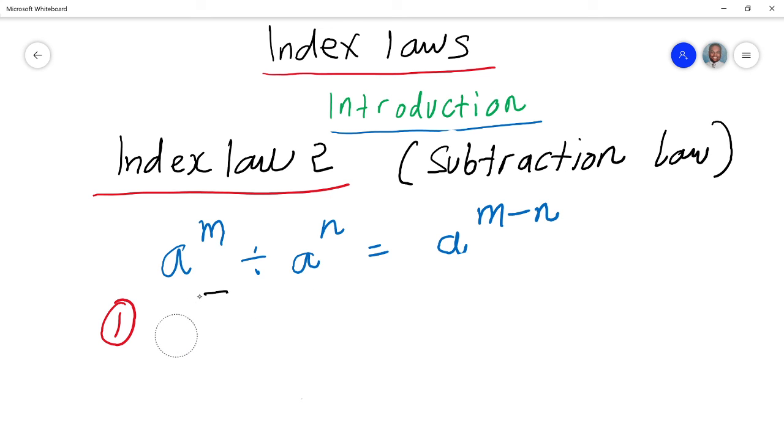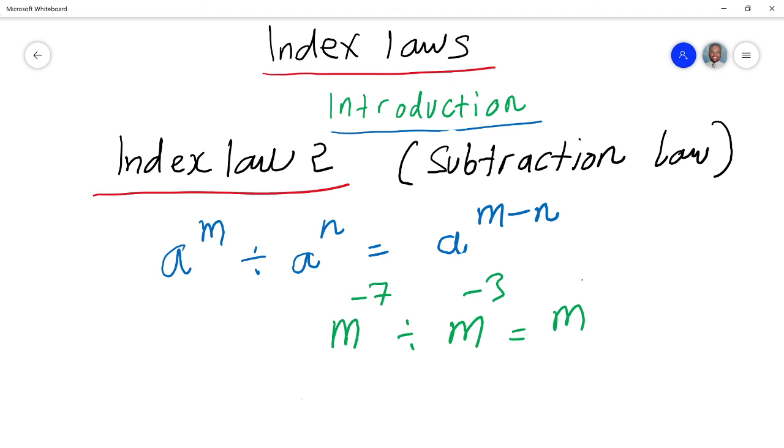All right, so let's look at a situation where we've got a negative power. Just like how we applied the addition law, or index law number 1, where we had negative powers, we can also use it here in index law number 2. Say you've got m to the power negative 7 divided by m to the power negative 3. What do we do in this situation? We're going to be subtracting the powers. That's m to the power negative 7 minus negative 3.